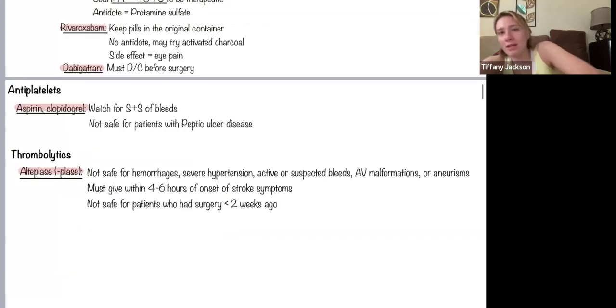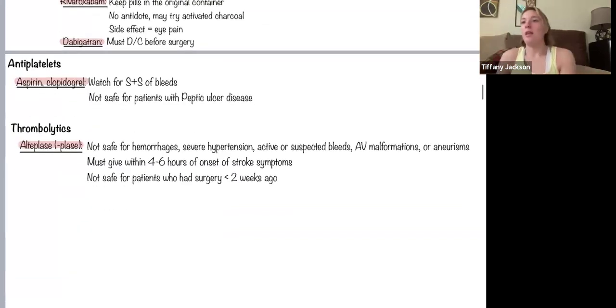Up next, we have antiplatelets. Everyone always calls them blood thinners, but essentially they make the platelets more slippery and they prevent platelet aggregation. So blood is able to slip and slide through narrow spaces. Really good for patients with coronary artery disease. Big side effect is bleeds. These are not safe for patients with peptic ulcer disease as they can cause bleeding from the ulcers.